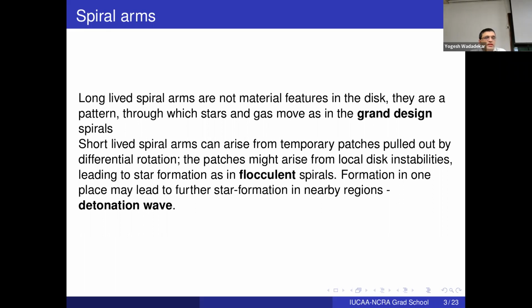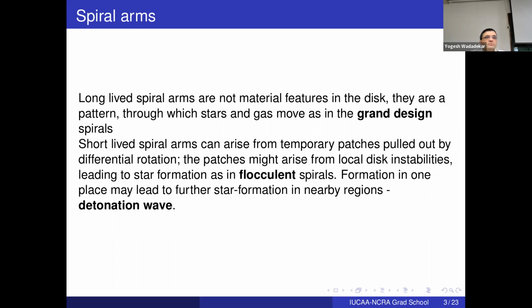Now we had hinted at this last time also, that these spiral arms, because they are long-lived, they are not material features in the disk. They are a pattern through which stars and gas move in and move out, at least in the grand design spirals. However, not all spiral galaxies are grand design.